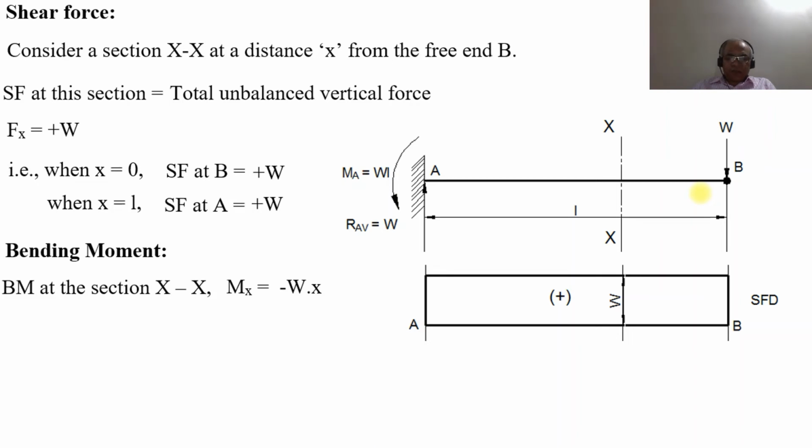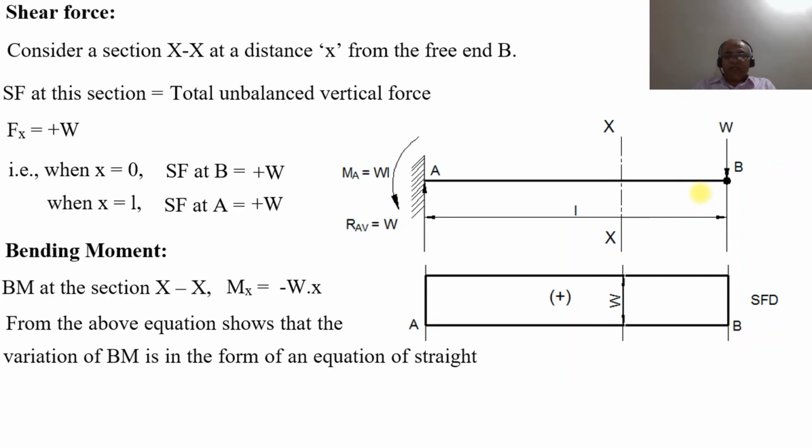Since the power of x is 1, the above equation shows that the variation of bending moment is a straight line, that is, the variation is linear. When the value of x is equal to 0, substitute x equal to 0, then the bending moment at the point B will be equal to 0. When x is equal to L, the bending moment at the point A will be equal to minus W into L.